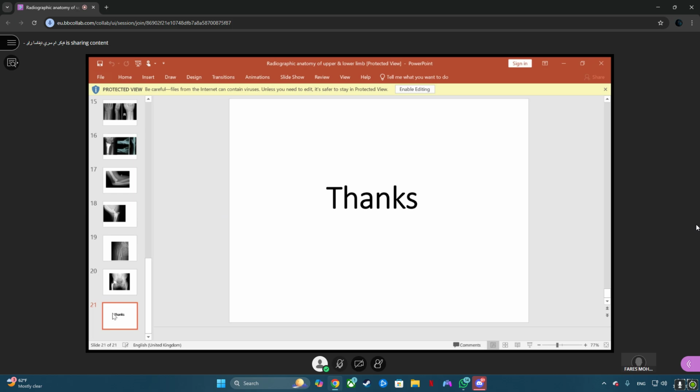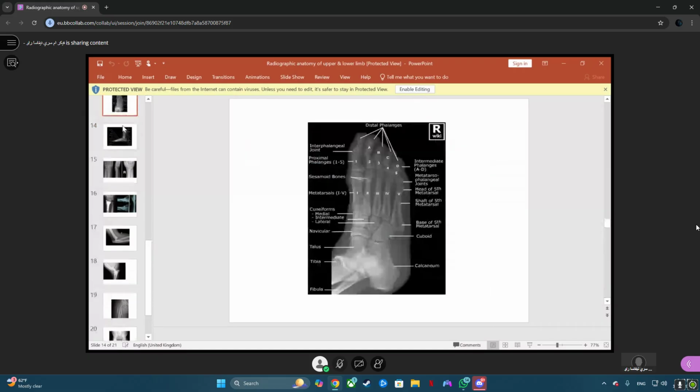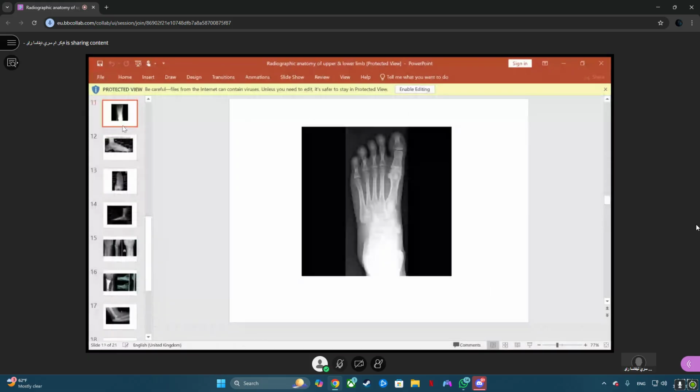Doctor, in slide 11, there is something in the first metatarsal. Wait, one second, let me go back. In this picture? Yes, exactly right, very good. It is the sesamoid bone. They are small sesamoid bones in the tendons. It doesn't look like pathology.